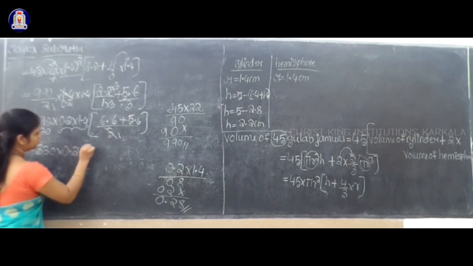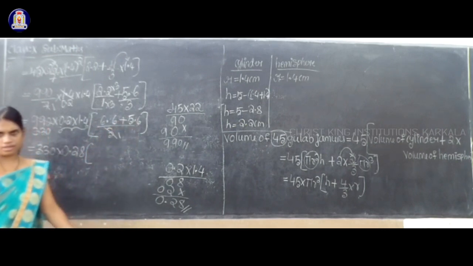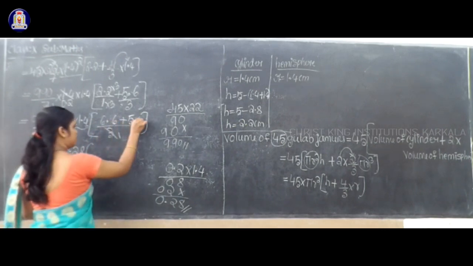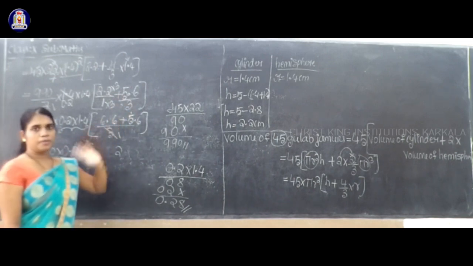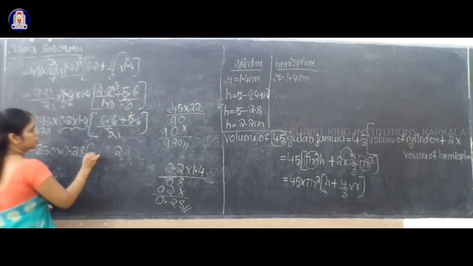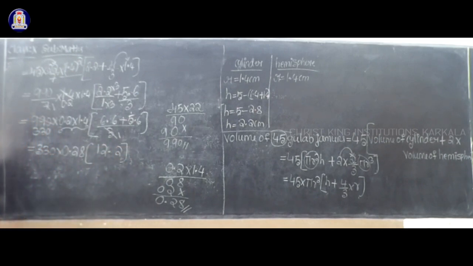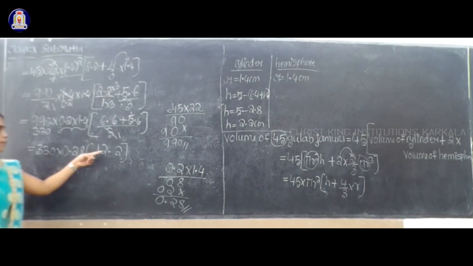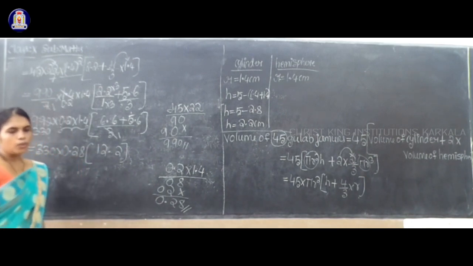0.28. Okay. Now add 6.6 plus 5.6 equal to how much? 6 plus 6 is 12, 1 carry. Again 6 plus 6 equal to how much? 12. Okay. So what is the answer? 12.2 you will get. Okay. 12.2.